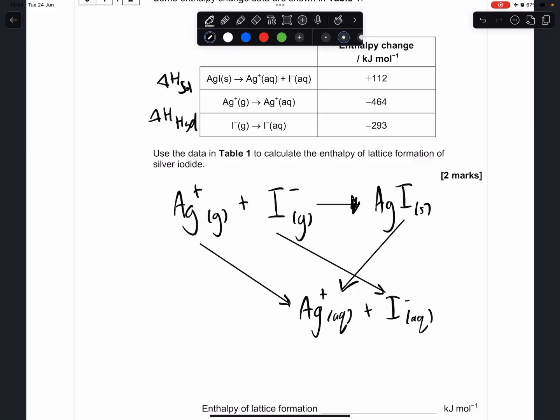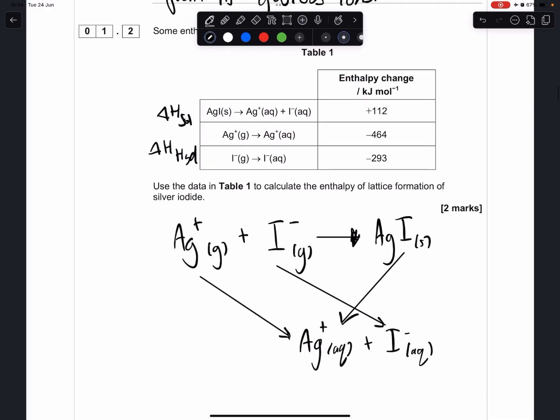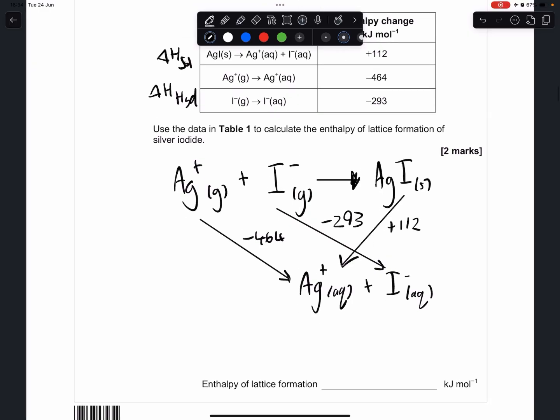Try not to do it how I've done it, so the arrows are crossing over. You guys can do it a lot better than me, I'm on an iPad. But yeah, and then we've got to write in what we've got here. So enthalpy of solution here is plus 112. Here, the enthalpy of hydration for silver is minus 464. And then here for iodide it is minus 293. Okay, and then this is our unknown, so this is X.